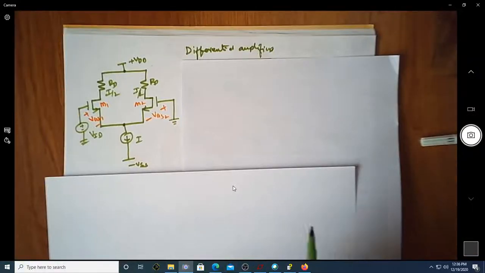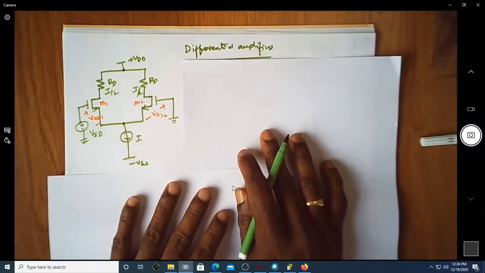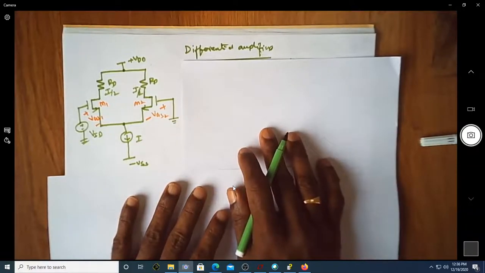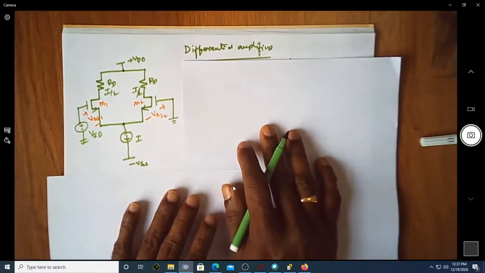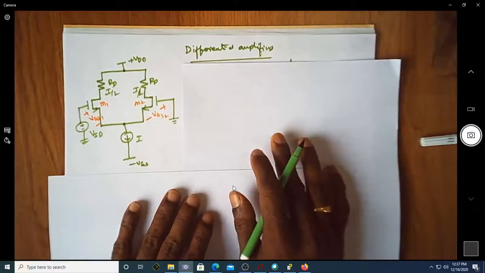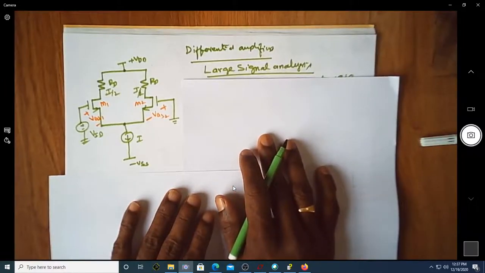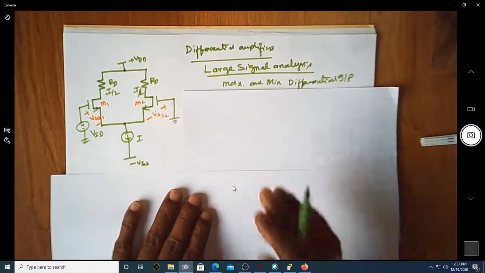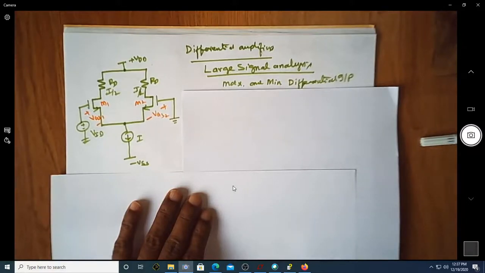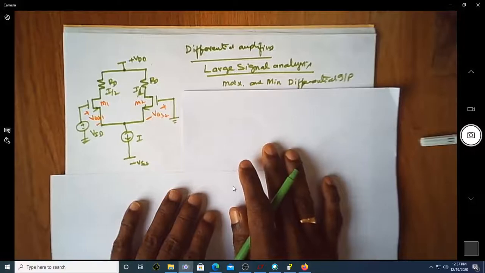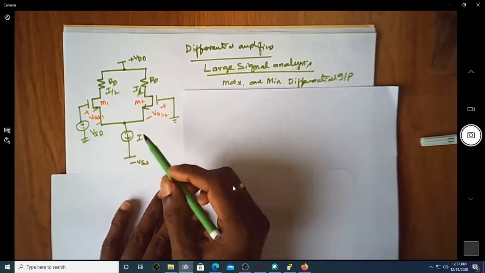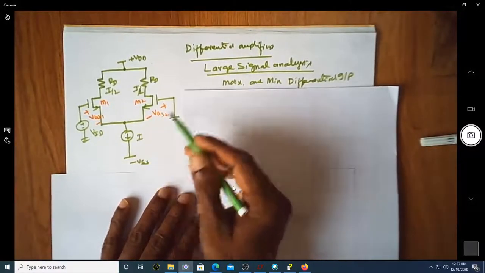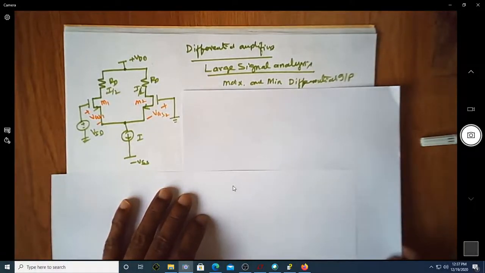Okay, in this video we'll see the large signal analysis of this differential amplifier. So in this particular video we will see the large signal analysis of the differential input. So let us try to find out what is the range of maximum and minimum differential voltage that we can apply so that this differential amplifier can still work like an amplifier.